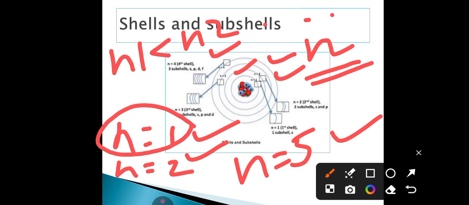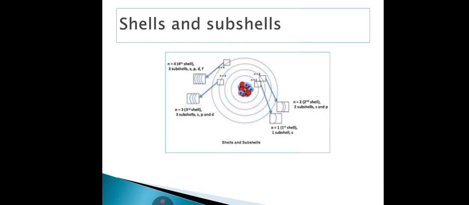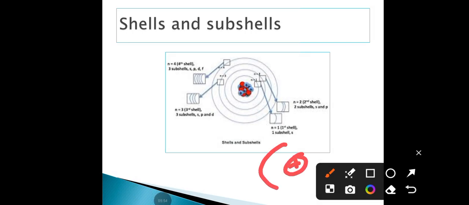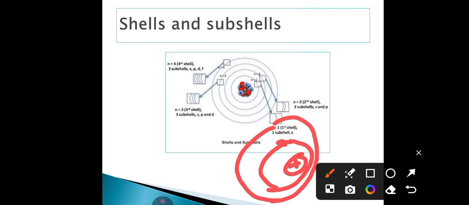I hope it's clear. This is the principal quantum number, referred to by the symbol small n. So small n refers to the energy level of the electron. The energy level of electrons goes on increasing, meaning the electrons very close to the nucleus have the least energy, and as electrons are filled in the next outer shell, the energy of these electrons is higher than the inner electrons.